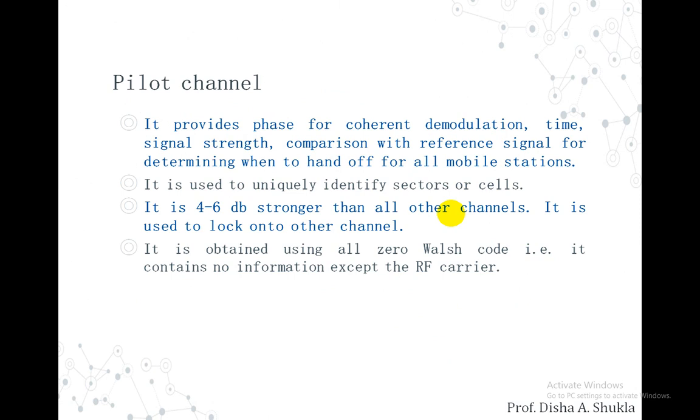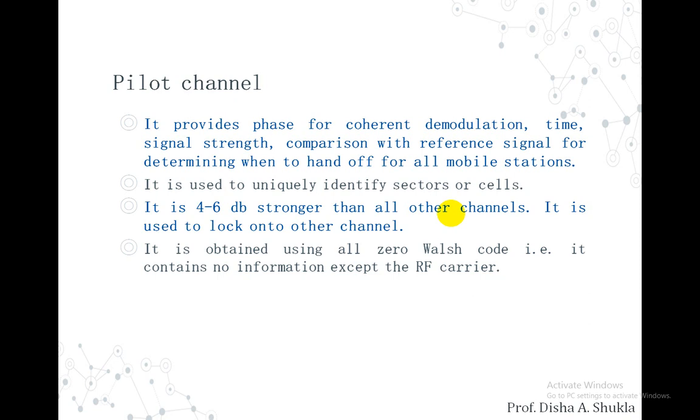It provides the phase for coherent demodulation, time, signal strength, comparison with the reference signal for determining when to hand off for all the mobile stations. That is, it provides the phase for coherent demodulation, that is the demodulation that has to be done at the receiver side. It provides phases for time, for signal strength, for comparison with the reference signal for determining when a particular mobile station needs to be handed off.